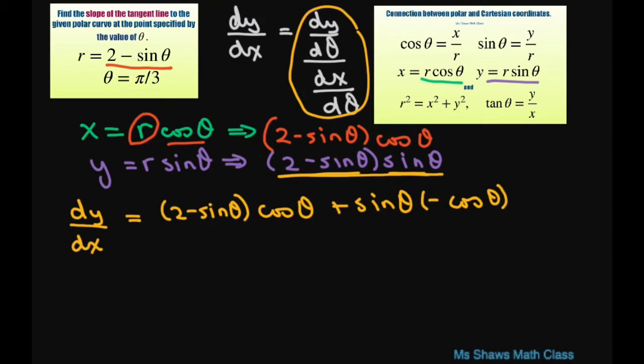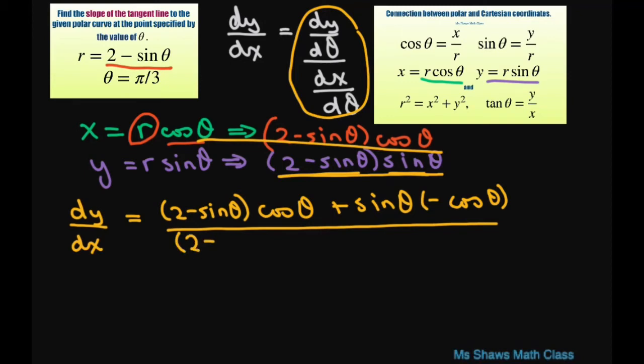And then for our x, we're going to differentiate. So we copy down the first term, 2 minus sine of theta, times the derivative of cosine, which is negative sine of theta. And then add the second term, which is cosine of theta, times the derivative of the other term, negative cosine of theta.